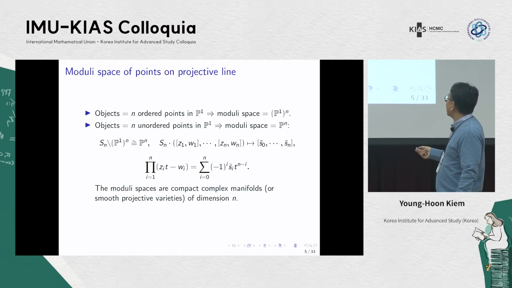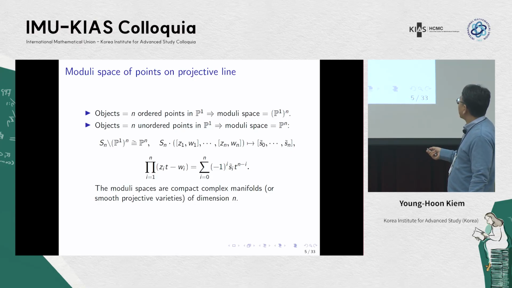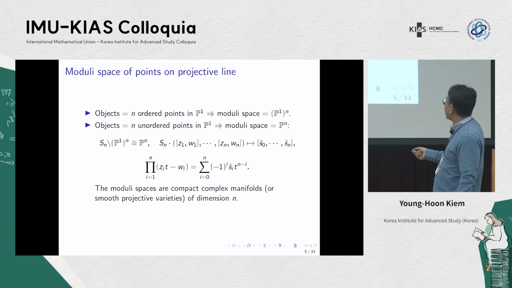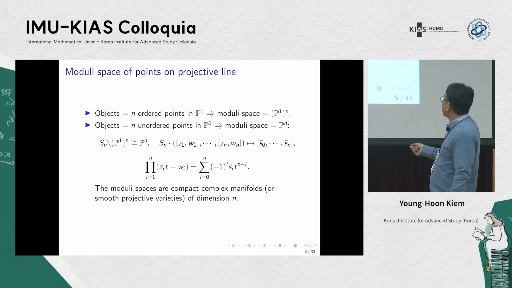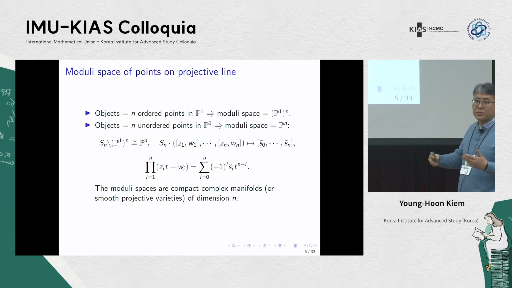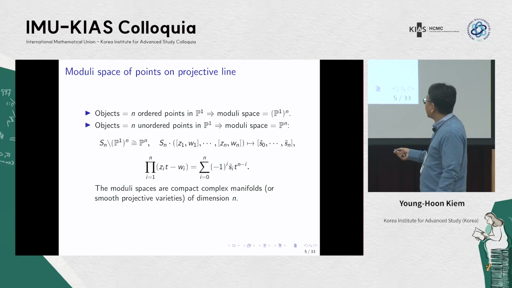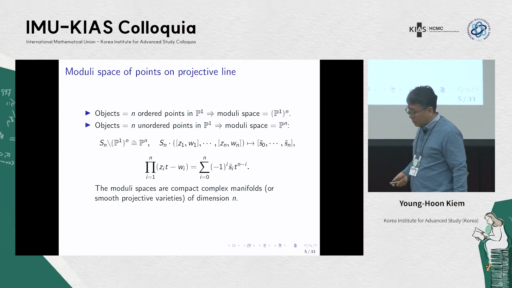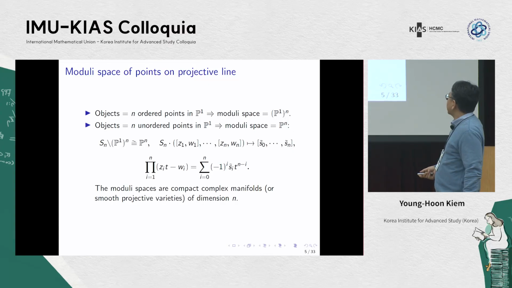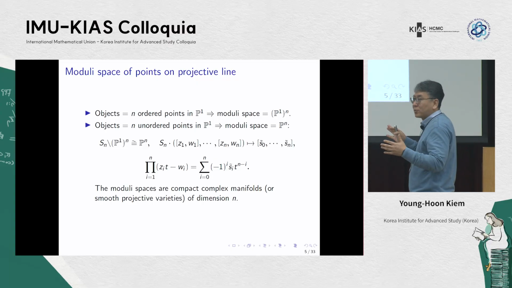How do we get this isomorphism? Once again, we think about a polynomial in T, defined by Zi and Wi, and then we expand it as a polynomial in T. The coefficients are denoted by Si tilde, and these Si tildes give us this map from P1 to the nth power to Pn, and this is an isomorphism. So this is a kind of projective version of the fundamental theorem of algebra. So in this case, so far everything's nice.